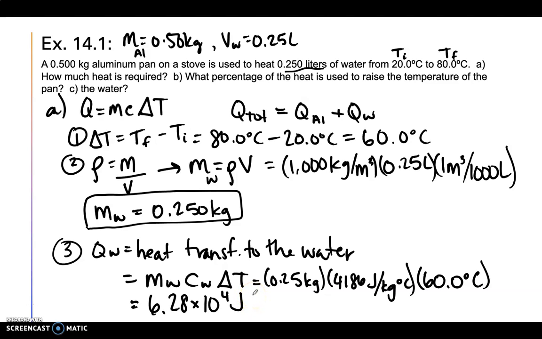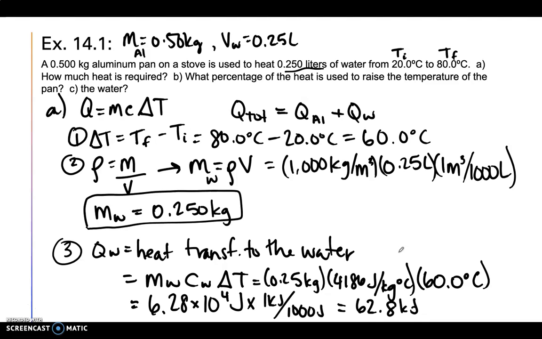Okay, welcome back. We are continuing example 14.1. We just calculated the heat transfer to the water. Now, with that, we can also express this in kilojoules. It just makes it a little bit easier to write out over and over again. So I'm going to go ahead and do that. In 1 kilojoule, there are 1,000 joules. So this gives me 62.8 kilojoules. Okay, so this is my heat transfer to the water.